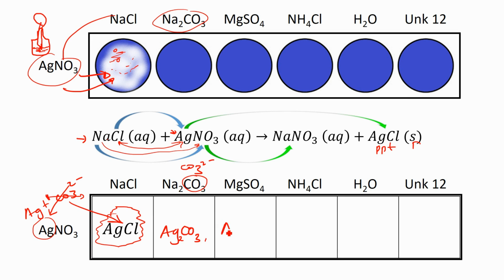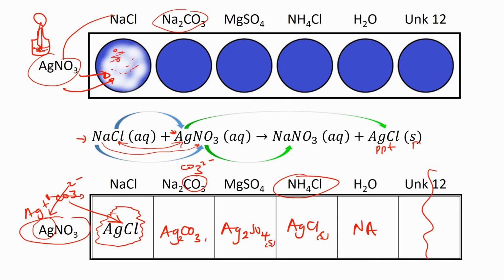And then here you'll get silver sulfate. Here between ammonium chloride and silver nitrate, you'll get silver chloride. After the ionic equation, you get silver chloride as a precipitate, and there should be no reaction here. Of course, we are not doing unknowns.